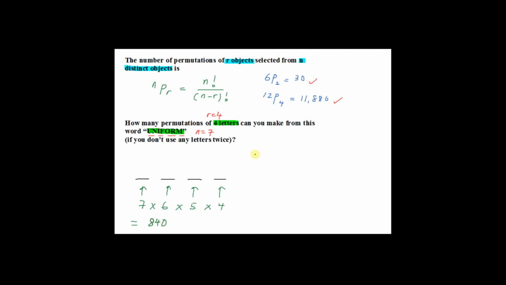Of course, you can actually use the formula directly. You are finding 7P4. That is, you want to find the number of permutations for 4 objects selected from 7 objects. Just press your calculator, your answer should be 840 also.